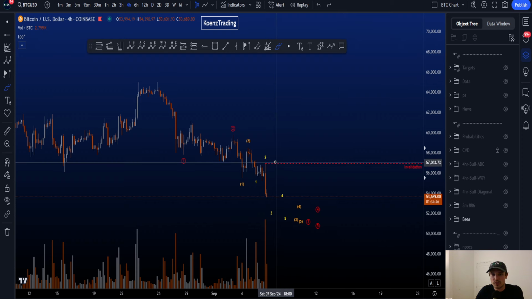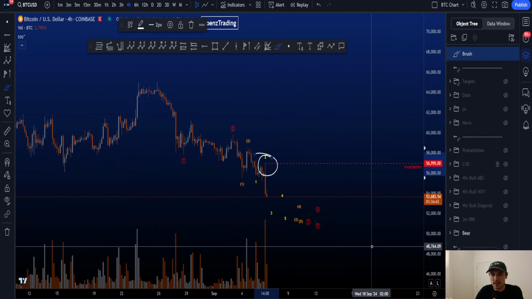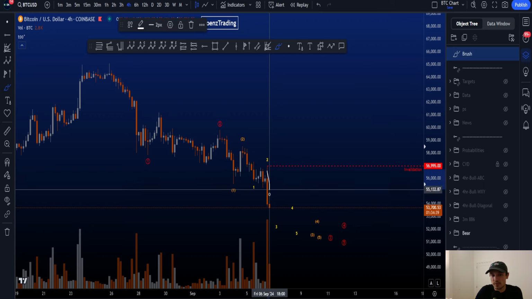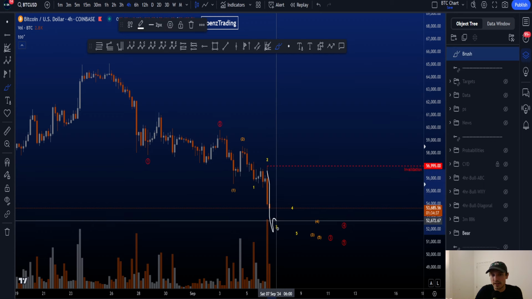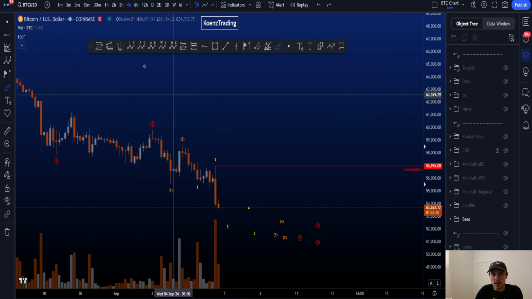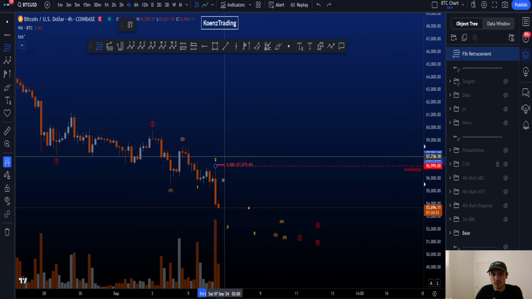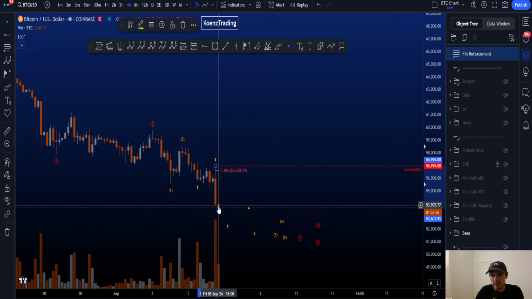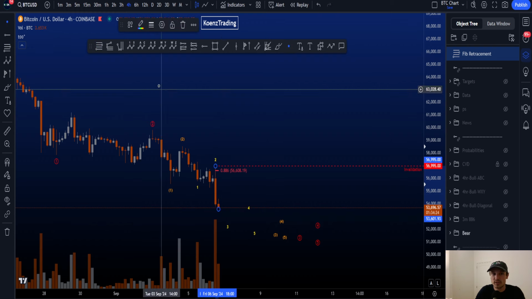Now the invalidation for this scenario is price taking out this high here at 57k, and if we are looking for a wave 3 towards the downside and then a wave 4 to start, another thing that you can do to invalidate a wave 4 is to take a Fibonacci from the start to the end of your wave 3. So we have to wait and see how low price is going before we start a range.